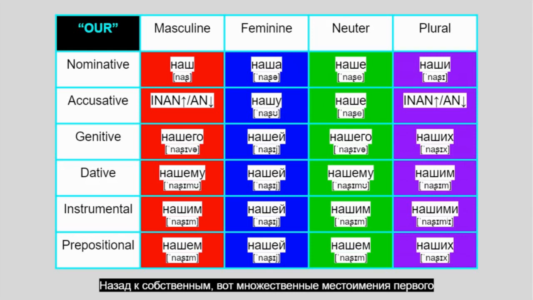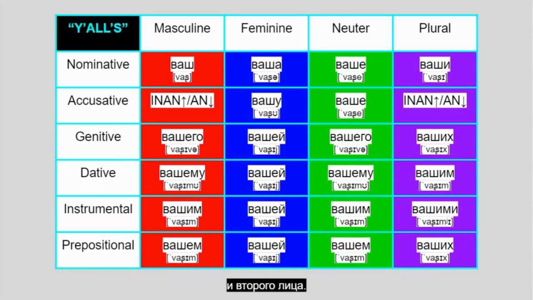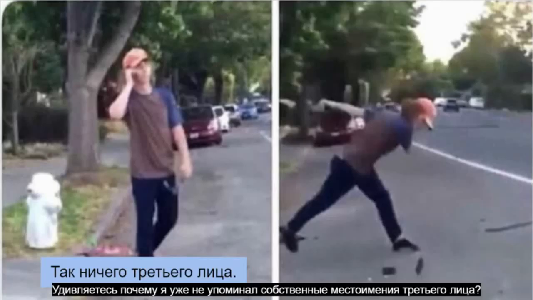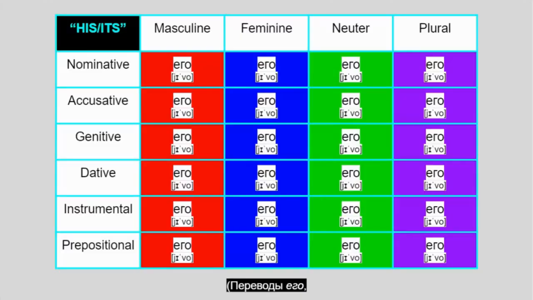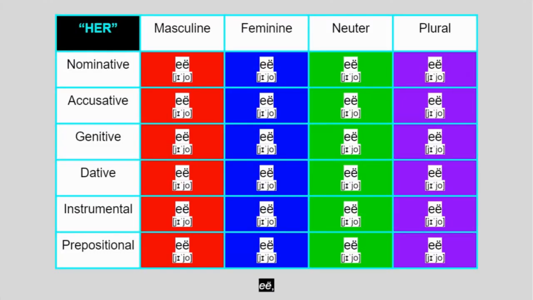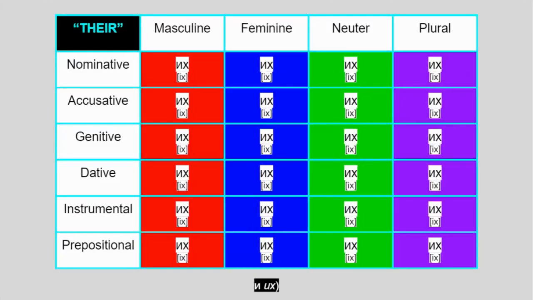Back to the possessives, here are the first and second person plural ones. Wondering how I haven't mentioned the third-person possessive pronouns? Congratulations, they don't get inflected, and they're exactly the same as their respective genitive pronouns. His and its are always yivo, her is always yiyo, and their is always ich.